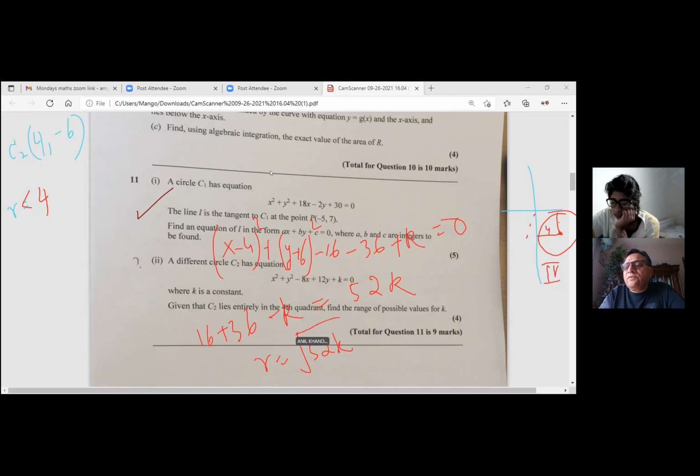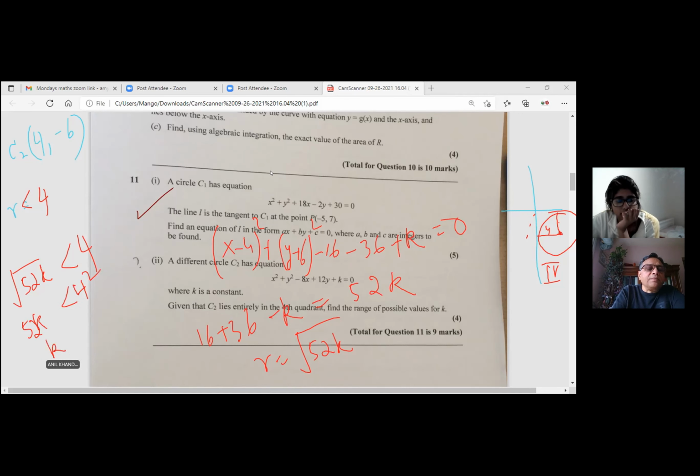And we want that value to be less than 4. So the square root of 52 minus k is less than 4. Is this clear to you? Yeah, because we set up the radius is less than 4. So we'll square both sides. And so 52 minus k is less than 4 squared, which is 16, right? So k is less than 16 over 52.